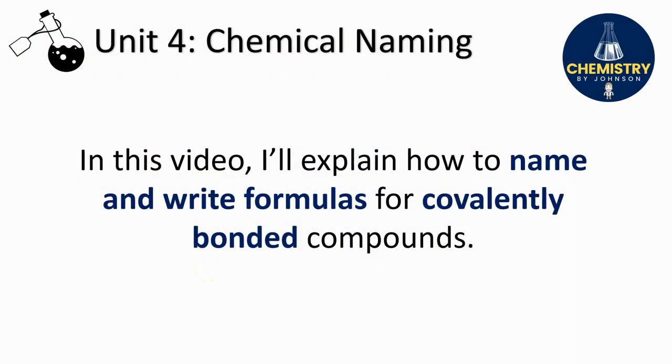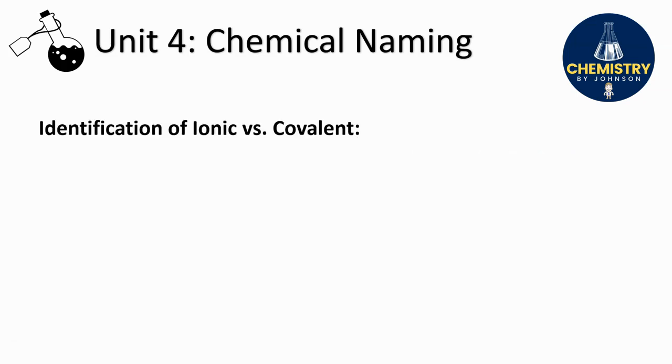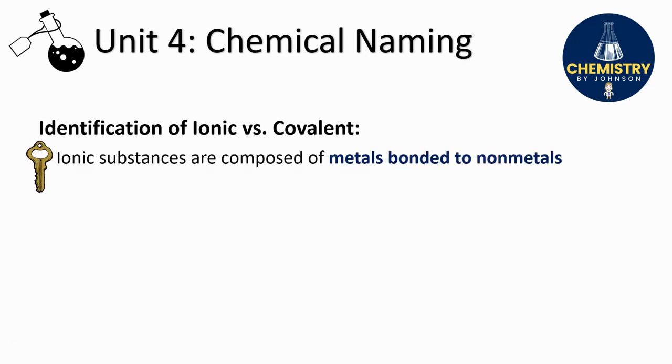Hey everybody, in this video I'm going to explain how to name and write formulas for covalently bonded compounds. The first step is to be able to identify what type of compound you have, and we'll compare covalent to the other most common type of chemical bonding, ionic.